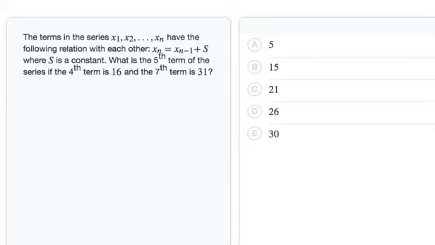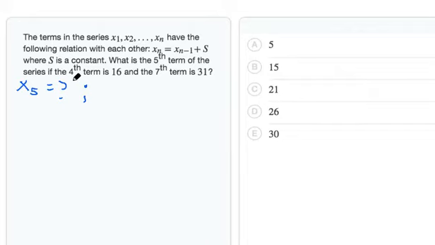To solve this question, we're asked to find the fifth term of the given series. The fifth term of the given series will be denoted by x sub 5, so we're looking for that actual value. Our answer choices are the potential values for x sub 5. And let's go ahead and jot down the other extra information that we're given from the question.